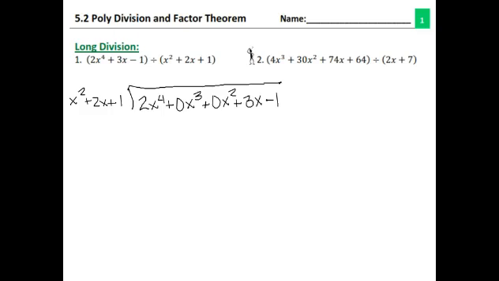So just as a refresher in long division, I'm pretty sure we did this in Algebra 2. The first piece is our dividend. That's what goes underneath our division bar. And the second piece is our divisor, what's on the outside.